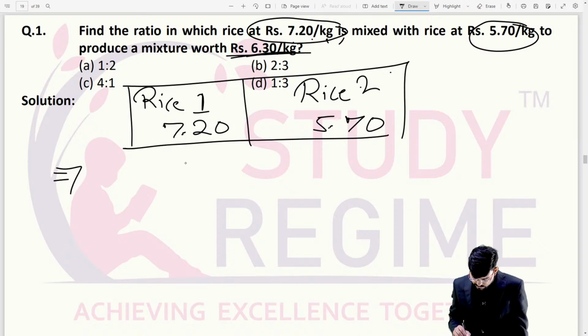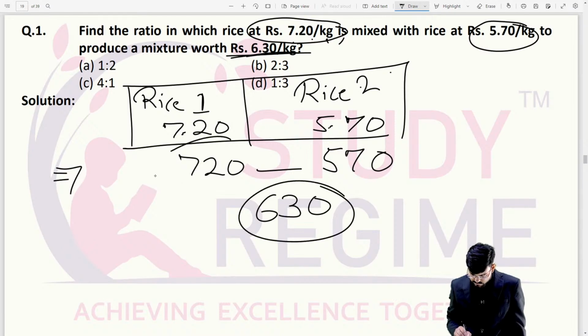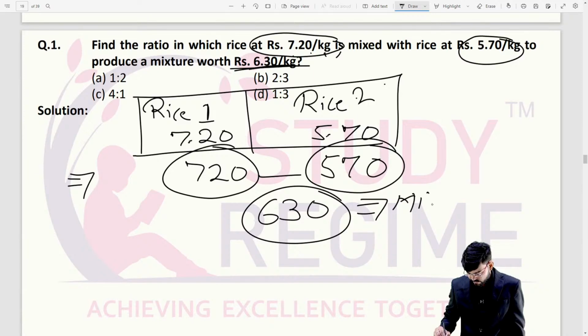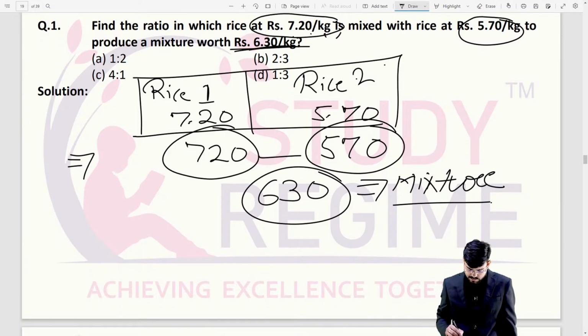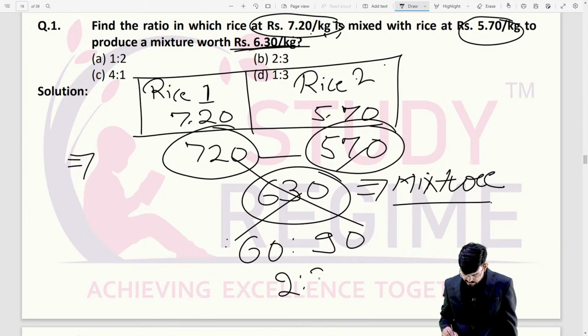Okay, so I am writing it down as 720 for rice 1 and 570, and the mixture comes out to be 630. This is the first part, this is the second part, and this is the mixture. Clear? Now the same procedure, subtract from here. You will get 60 ratio 90, or you can simplify it further, you will get 2 ratio 3.